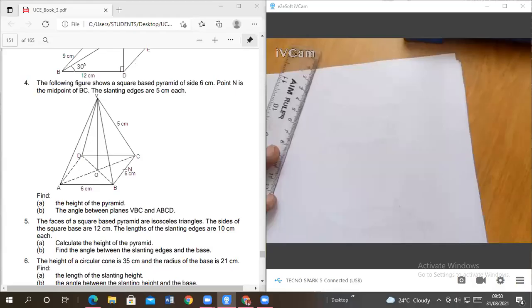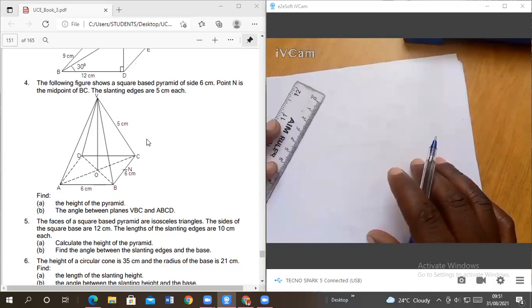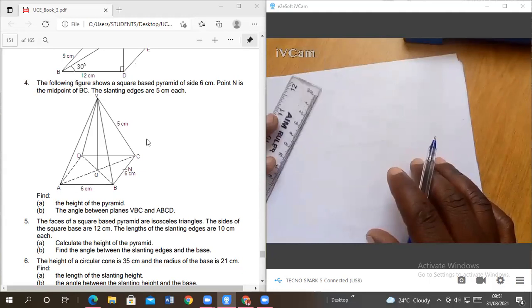Okay. All right. Now let us look at question number 4. In question number 4, they are telling you that this is a pyramid with a square base. I will first do the square of that pyramid, and they're saying that the square's sides are each 6 centimeters, and point N is the midpoint on BC. They're also saying that the slanting edges are 5 centimeters each.